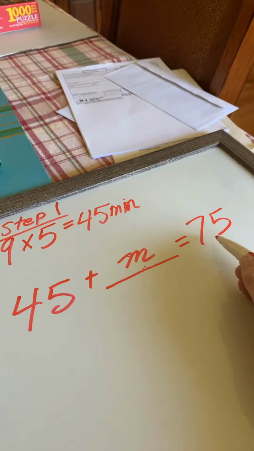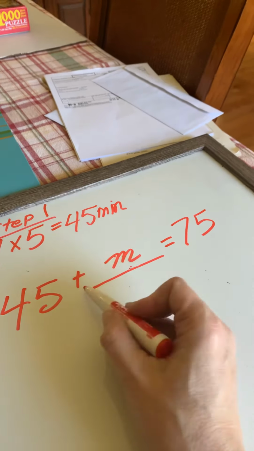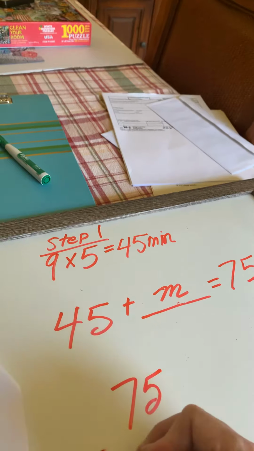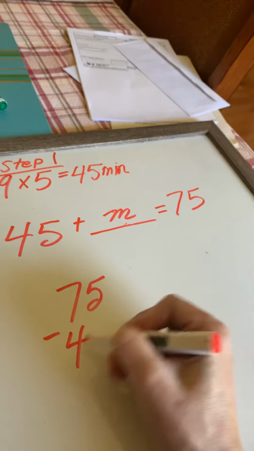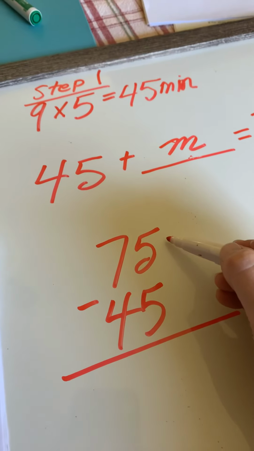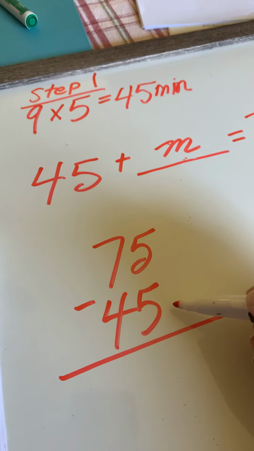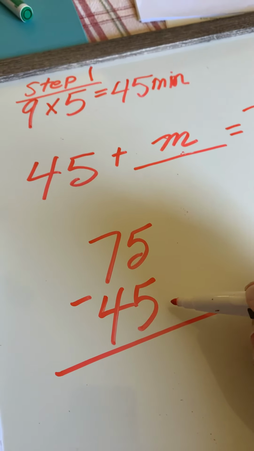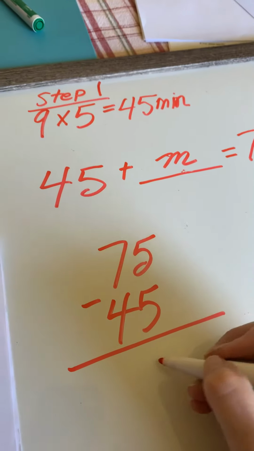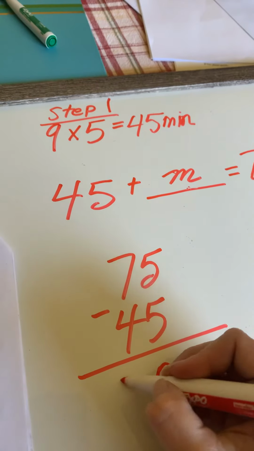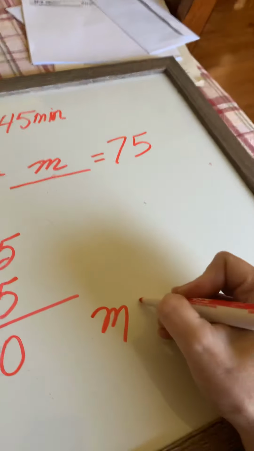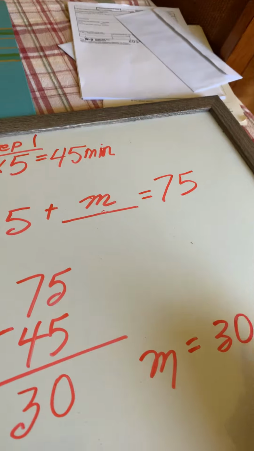So if we don't add these two numbers, we're going to try subtracting, since subtracting is the opposite of adding. So 75 minus 45. Let's try that. That's the total number of minutes that she needs. If we take away how many minutes she's already read, that's going to leave us with how many she has left. So 5 minus 5 is 0. 7 minus 4 is 3. So M equals 30.